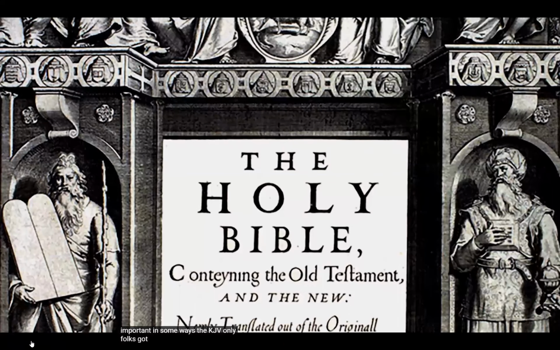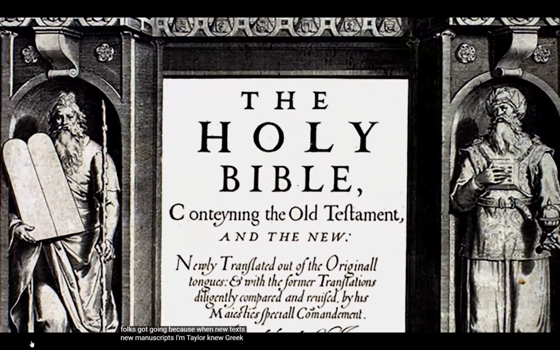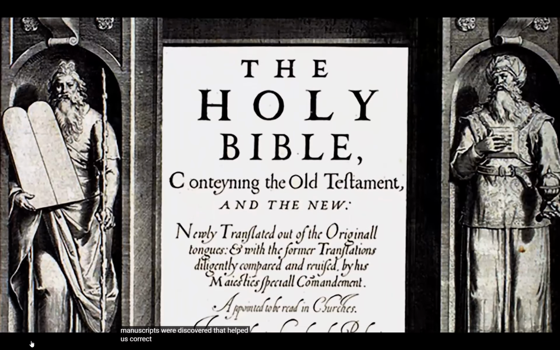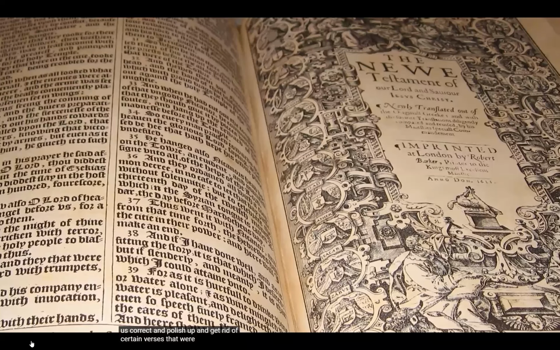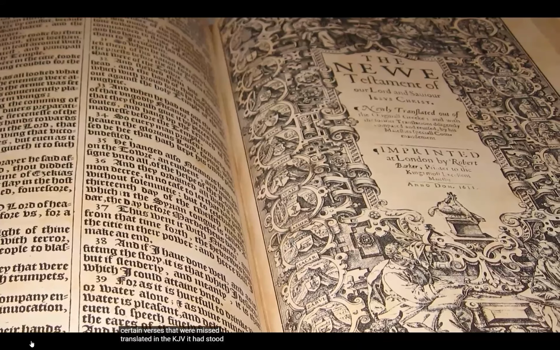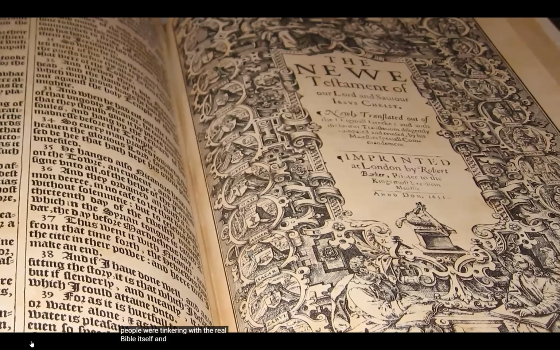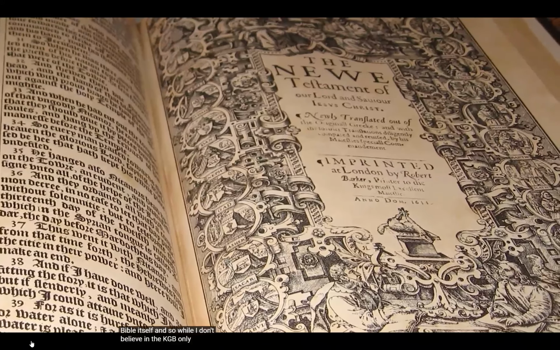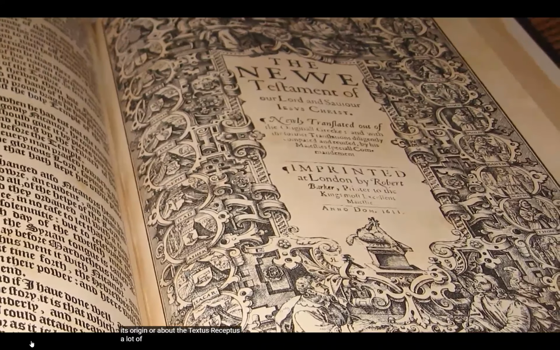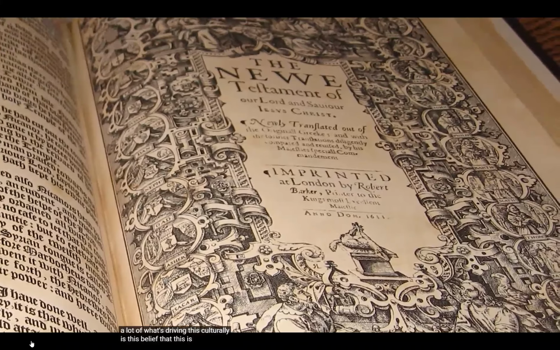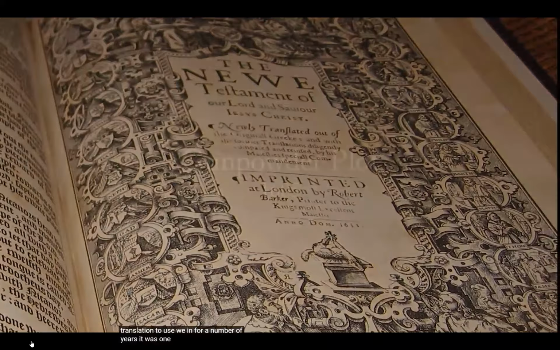In some ways, the KJV-only folks got going because when new texts, new manuscripts, in particular new Greek manuscripts, were discovered that helped us correct and polish up and get rid of certain verses that were mistranslated in the KJV, it had stood the test for so long that it felt as if people were tinkering with the real Bible itself. And so while I don't believe in the KJV-only mythology about its origin or about the Textus Receptus, a lot of what's driving this culturally is this belief that this is the best translation to use. And for a number of years it was.